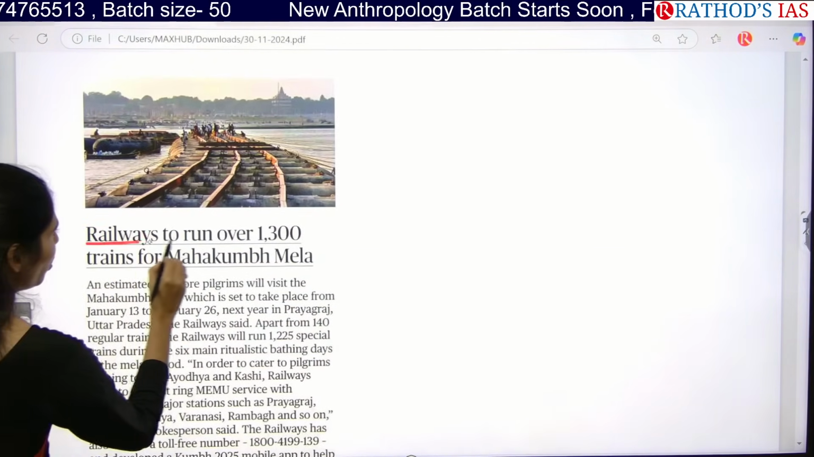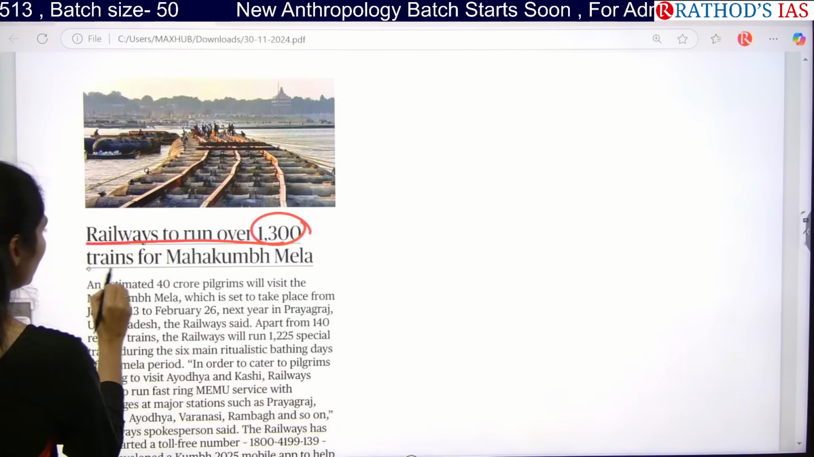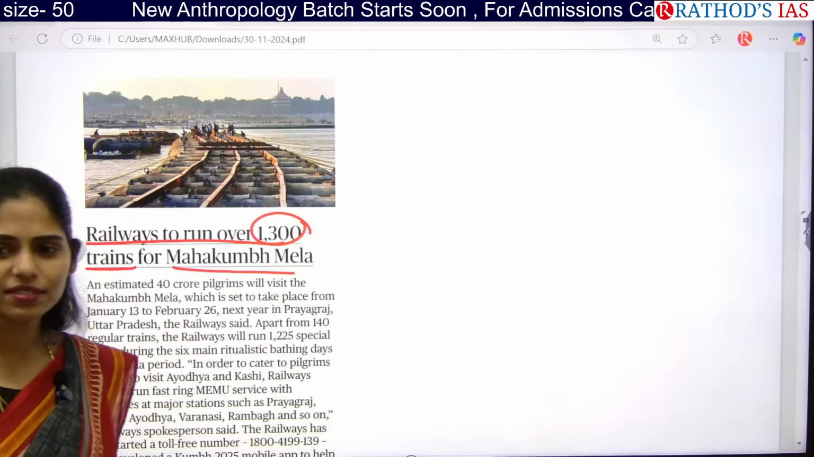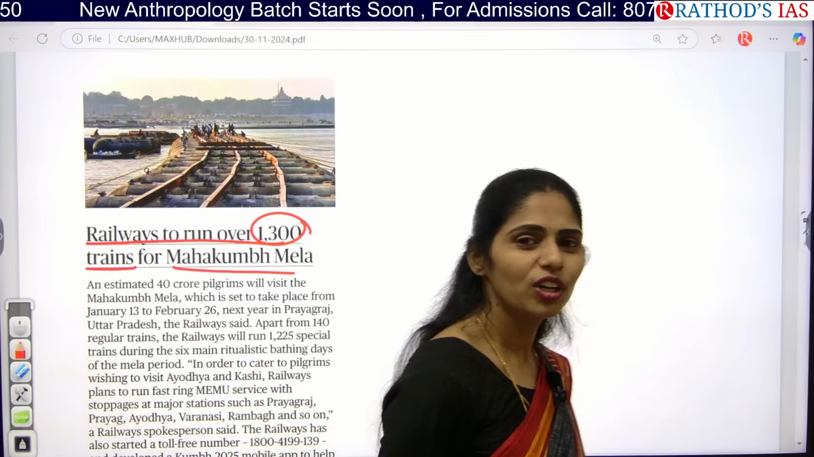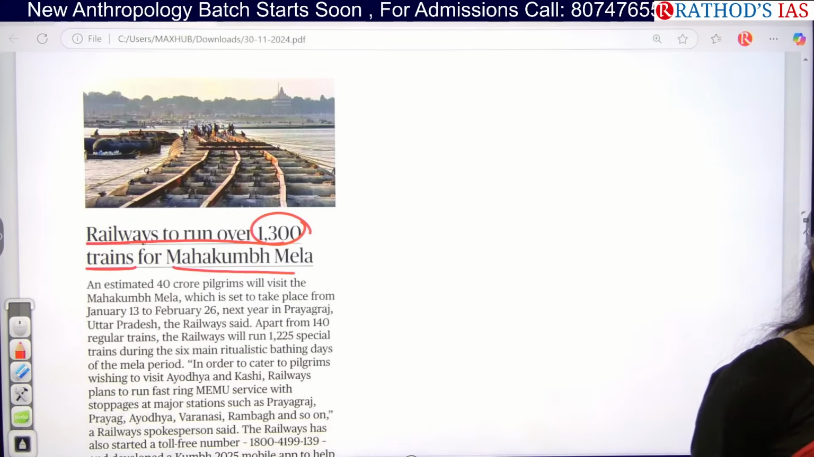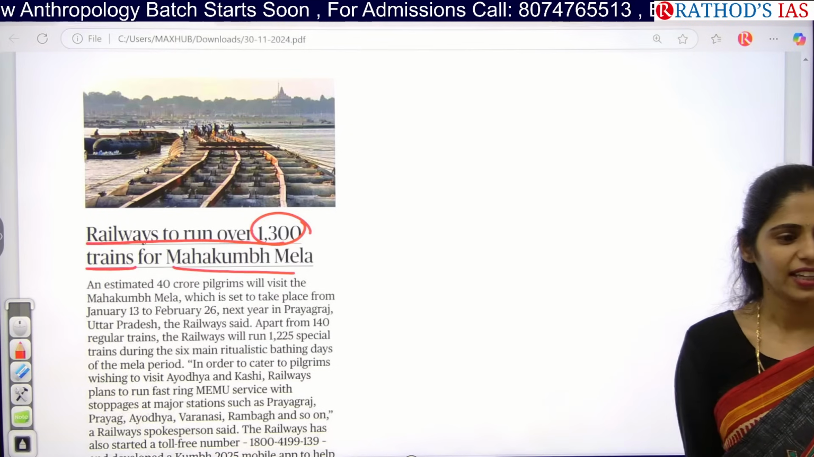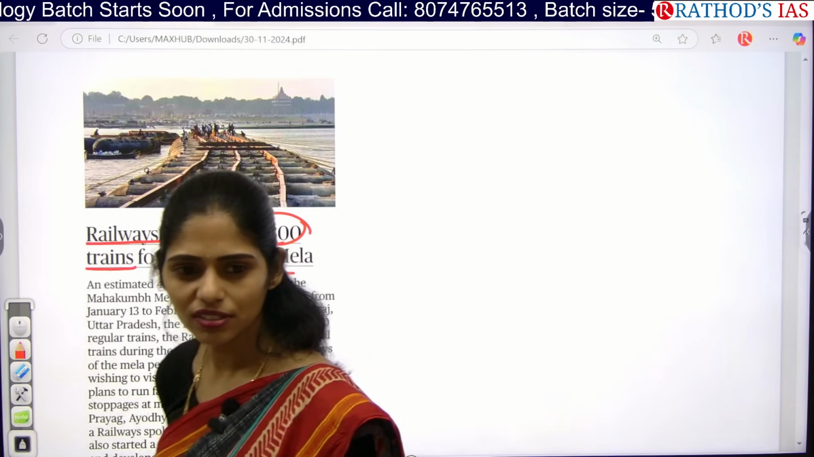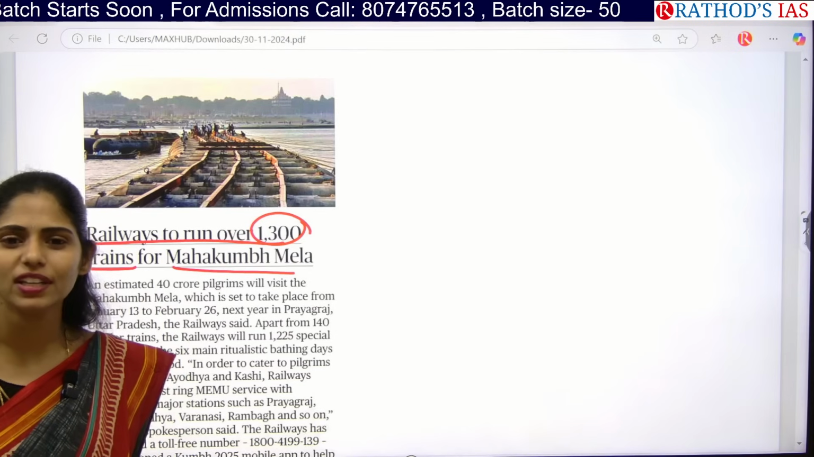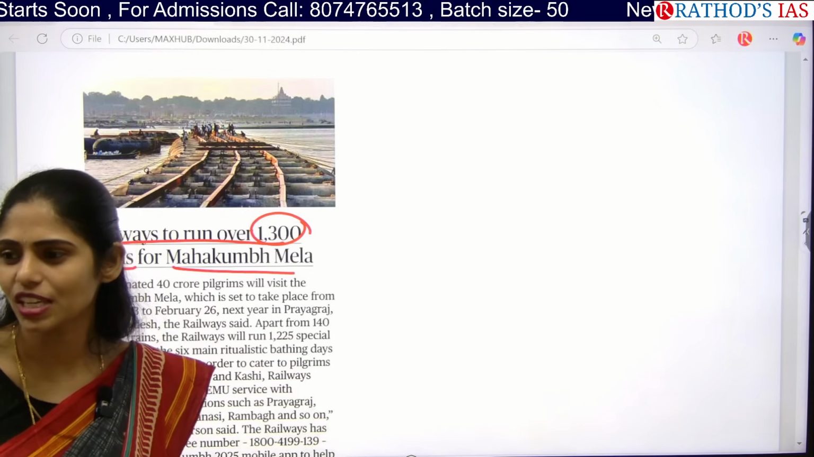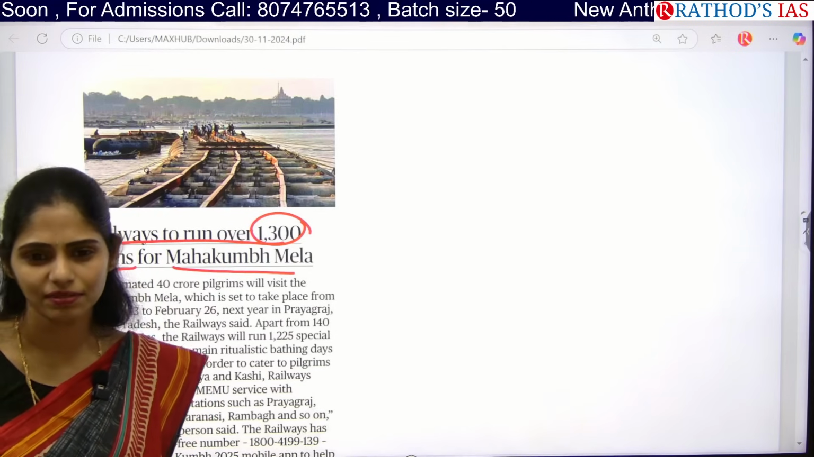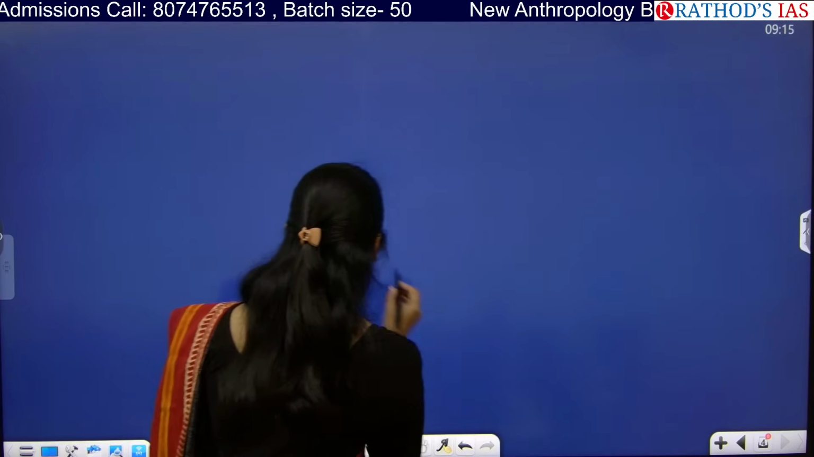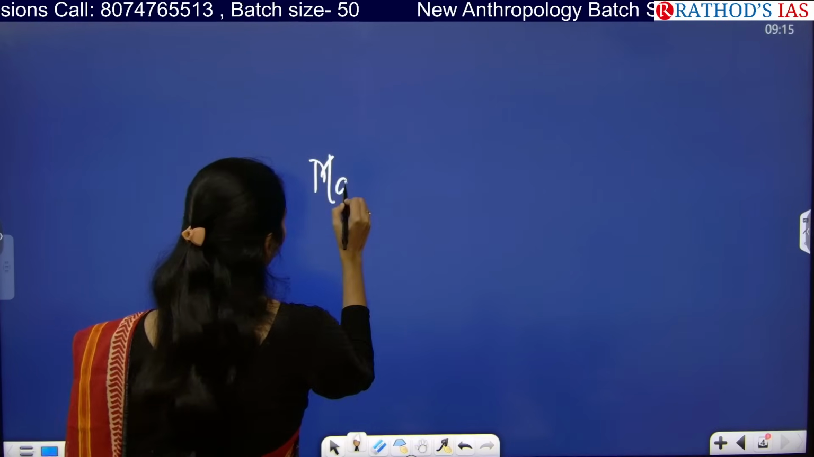See this article, what is this? Railway to run over 1300 trains for Mahakumbh Mela. So what is the keyword? Mahakumbh Mela. Do you know different words? Ardha Kumbh Mela. Like that, there are different words regarding melas. Do you know for every how many years we celebrate this? In which areas do we celebrate this? Do you have any idea? No? Okay. So this article is talking about Mahakumbh Mela.